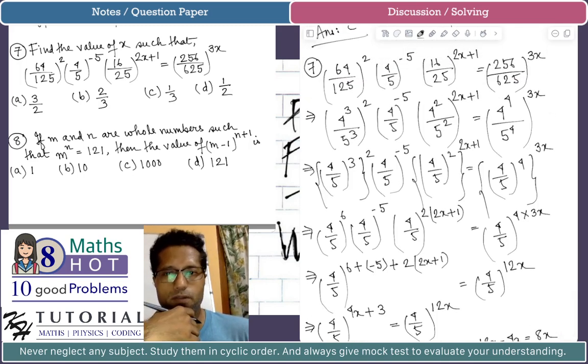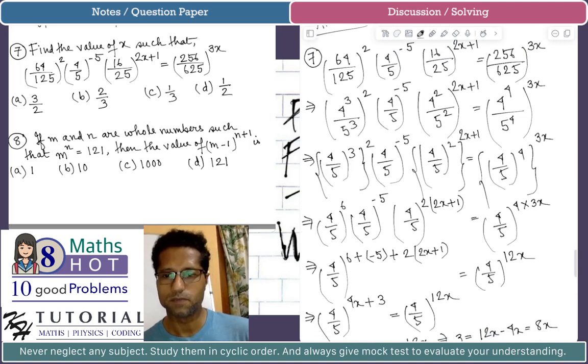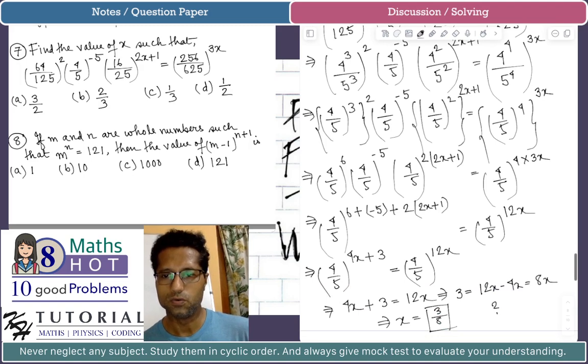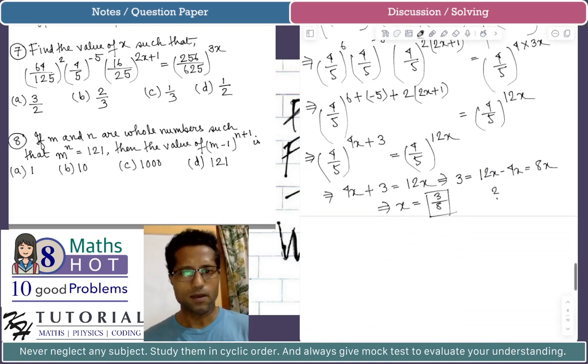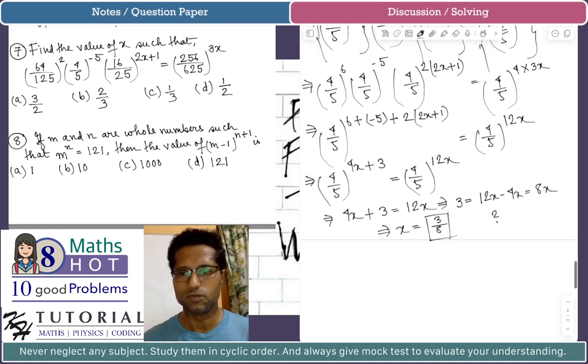64 by 125. So this is 4 cubed. So 4 by 5, 6. Yes, it is fine. 4 by 5 minus 5 and 4 square. Okay. So 6 plus minus 5 plus 2 into 2x plus 1. This is my 1. 4x plus 2. 4x plus 3. Yeah, this is fine. I'm sorry, the answer of this question is not matching with any choice. So I will come to this question later on.